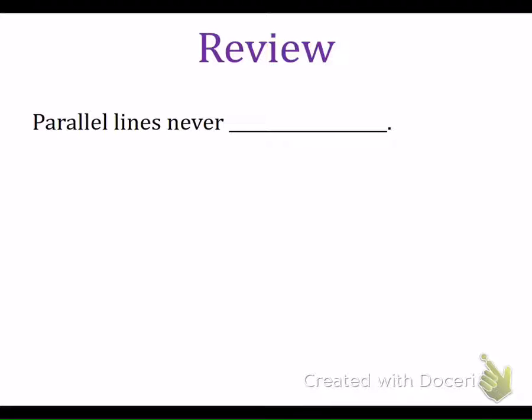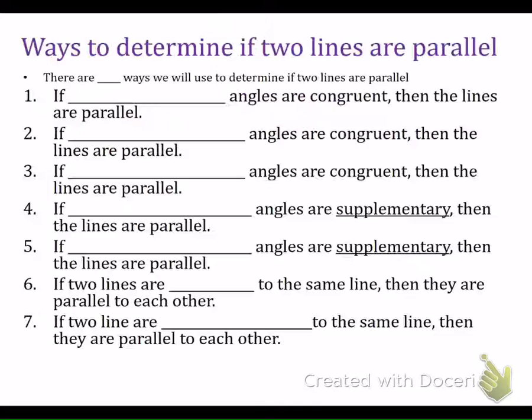Okay? So, quick review. Parallel lines never intersect. Very good. So, there are a lot of ways to determine that two lines are parallel. There's actually 7 ways that we're going to talk about today to show that two lines are parallel. So, if the corresponding angles are congruent, the lines are parallel. If the alternate interior angles are congruent, the lines are parallel.